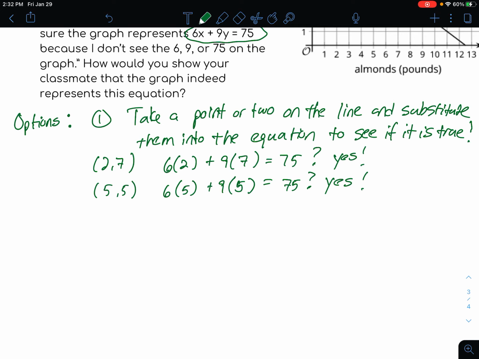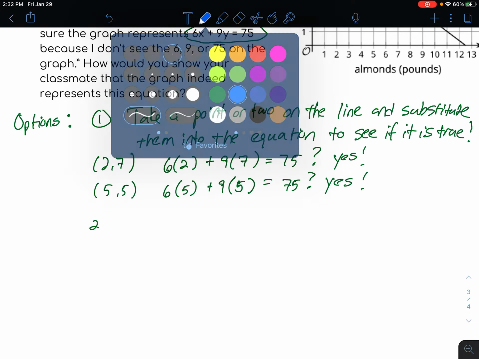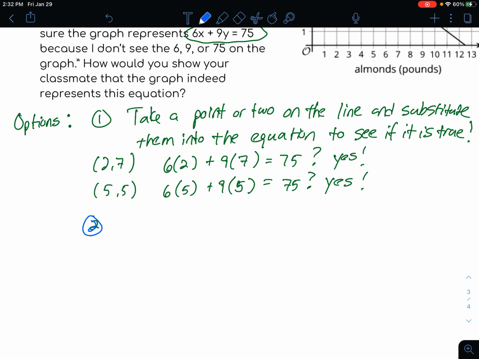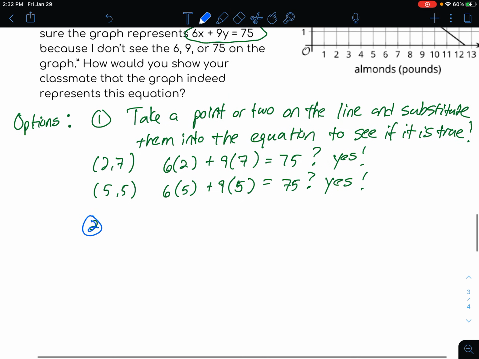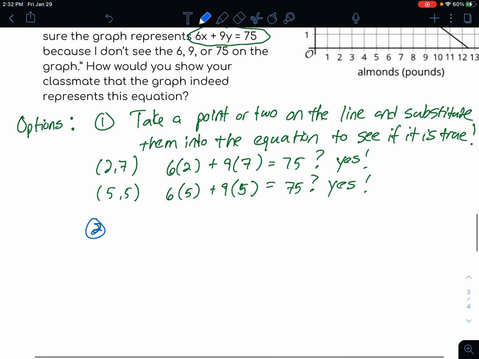Maybe that was one of the things that you talked about. Option number 2. Should we change colors? Why not? Option number 2. We talked about using intercepts and seeing if those match up. And this is going to get at some of the direct values of some of the points that we see in the graph. So let's think about the y-intercept.